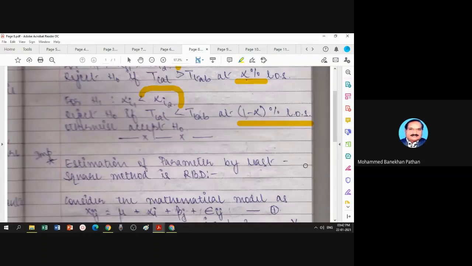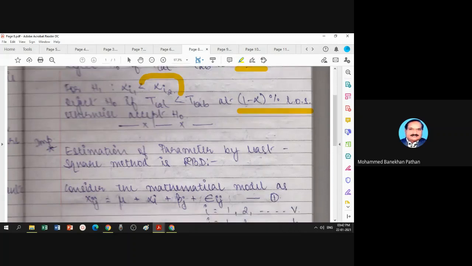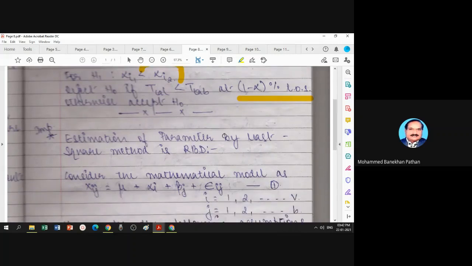Today, we'll stop at this stage. We'll see tomorrow estimation of parameters by the least square method, that I will try to explain in tomorrow's class.